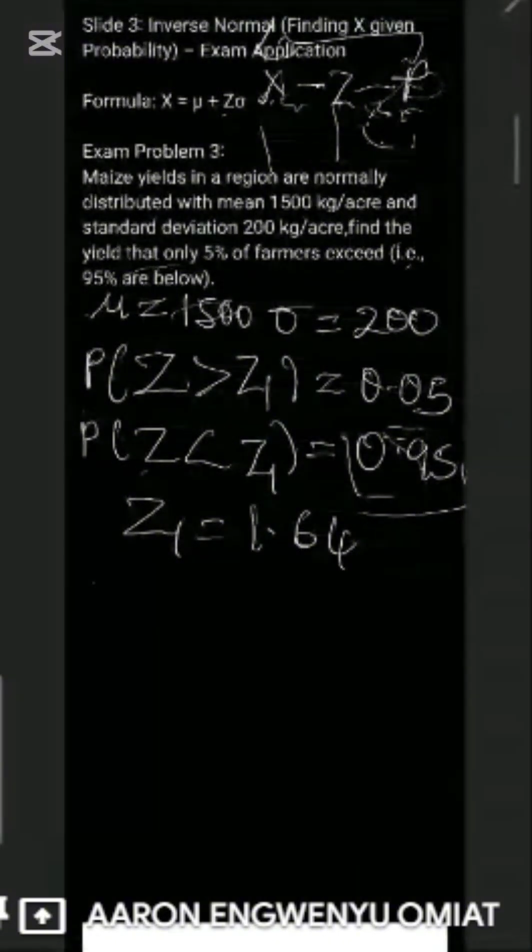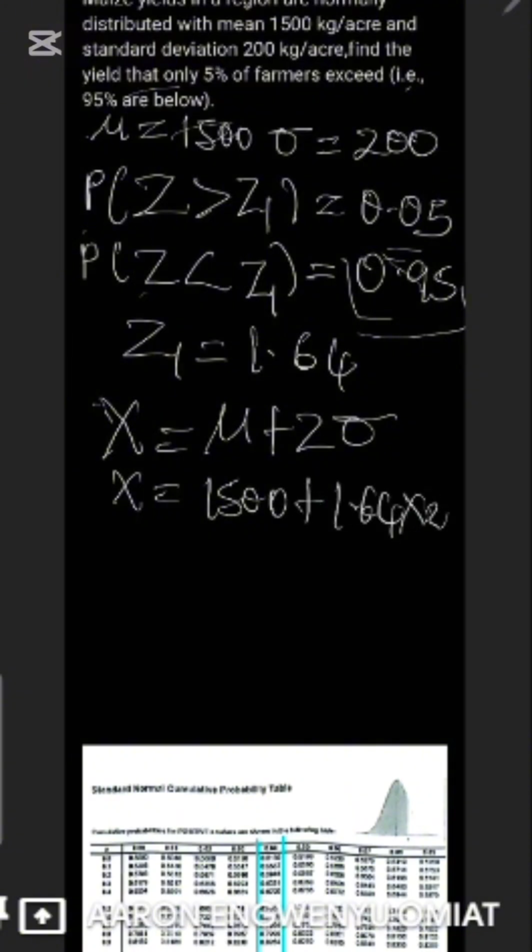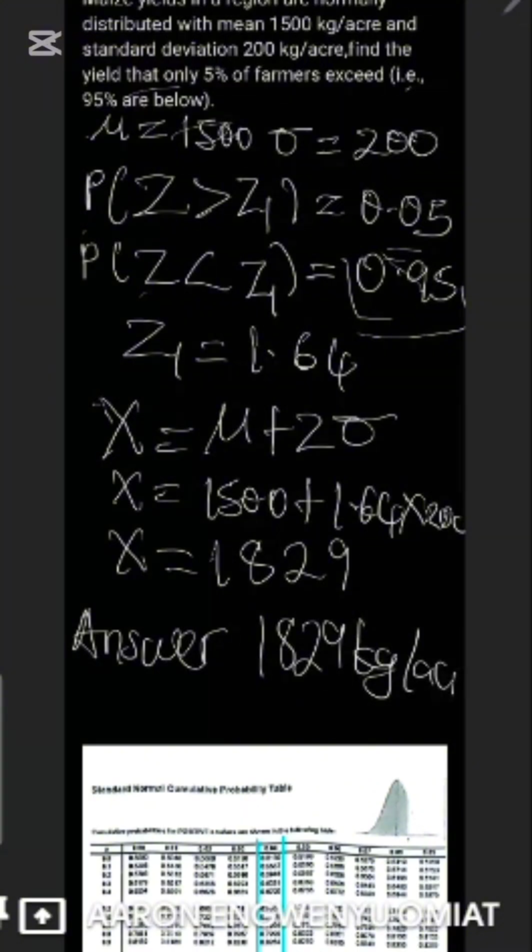Now that we have our Z value, we are going to apply the inverse normal formula, which is X equals mean plus Z sigma. Our X shall be equal to our mean, 1,500, plus our Z, 1.64, times our sigma, 200. If you do the math, our answer should be 1829. So the answer is 1829 kilograms per acre. Always remember the units.